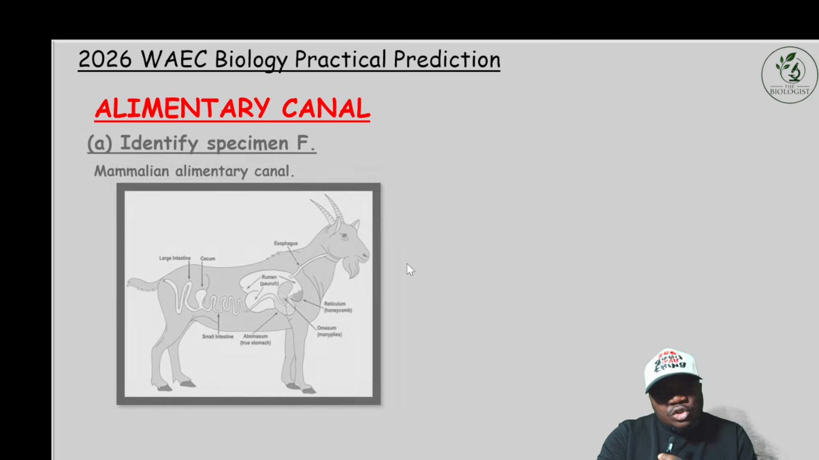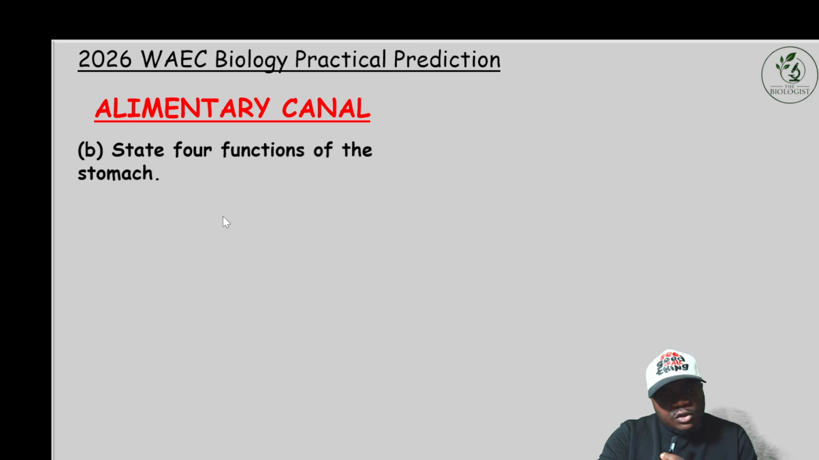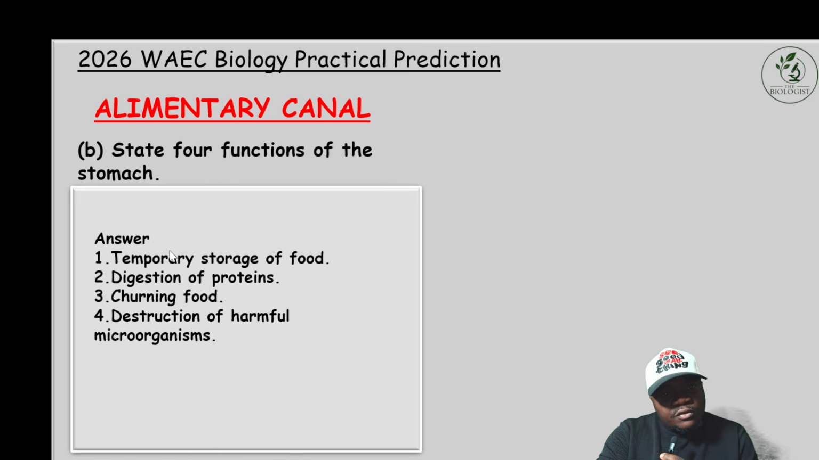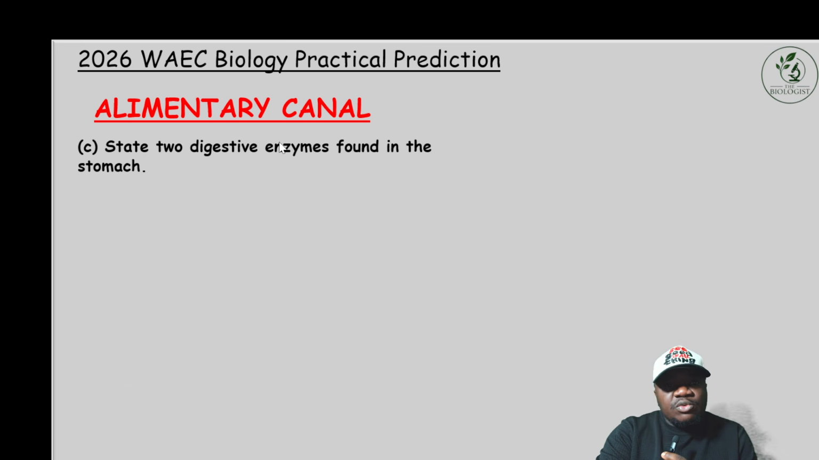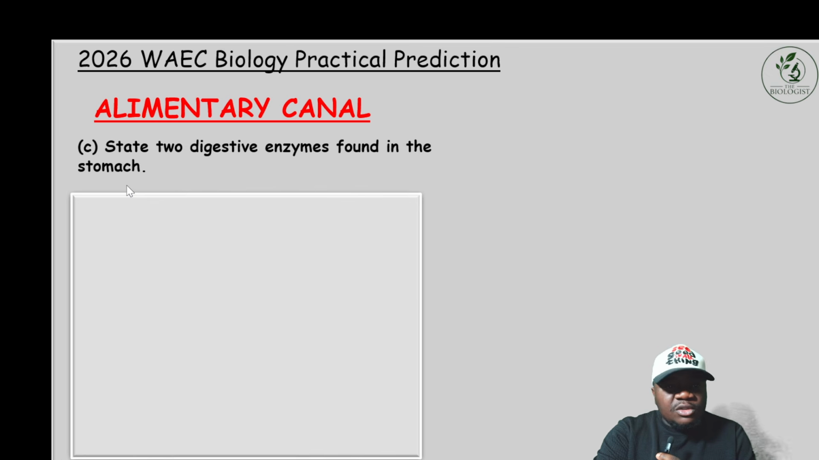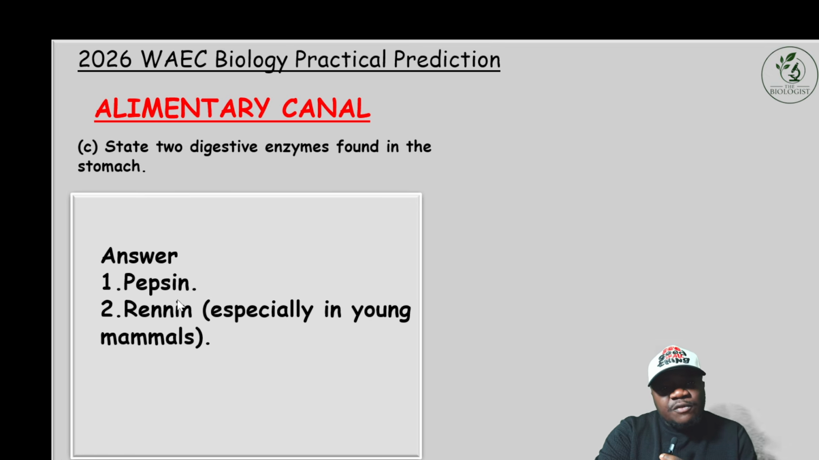So just to go through this, the functions of the stomach are: temporary storage of food, digestion of proteins, churning of food to break it down into smaller particles, and destruction of harmful microorganisms. Then state two digestive enzymes found in the stomach: you have your pepsin and your renin, especially in young mammals.